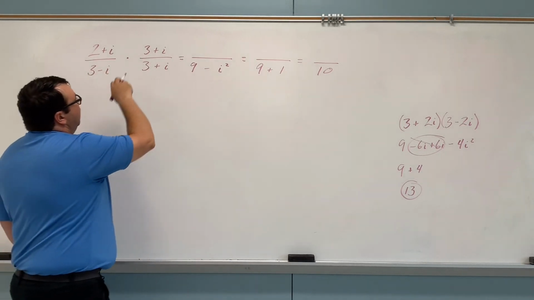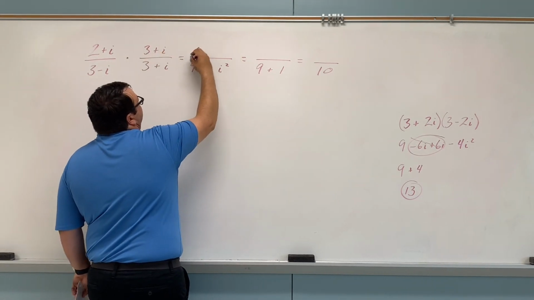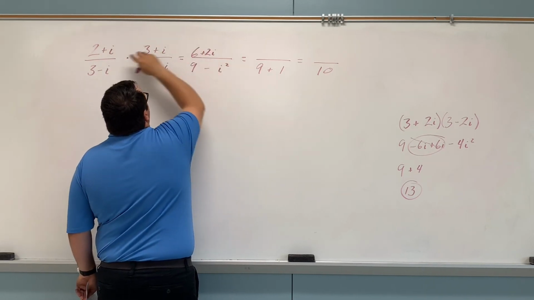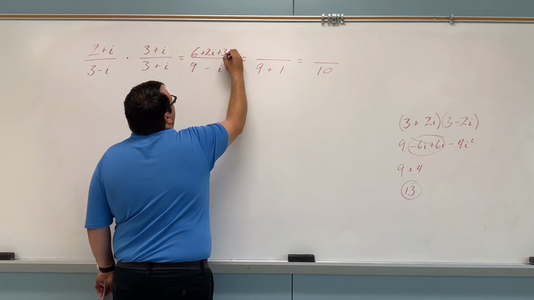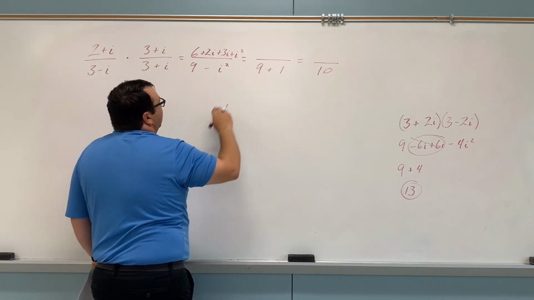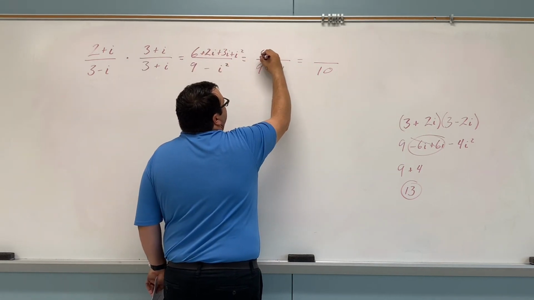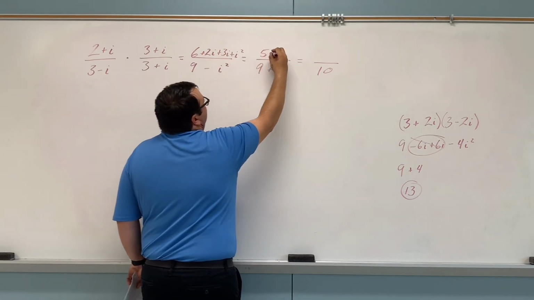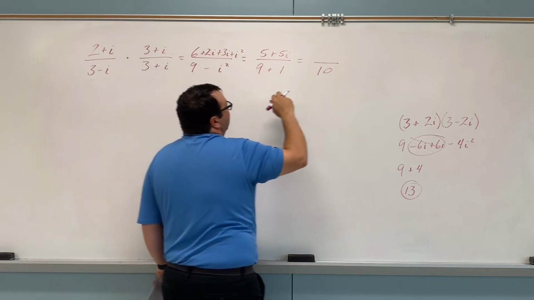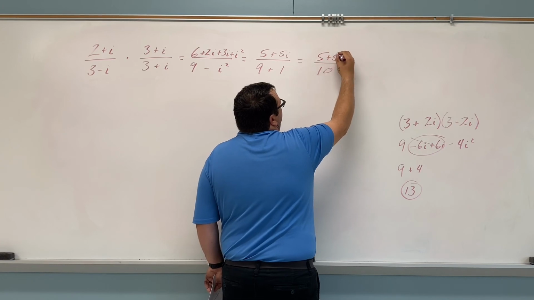Let's go back to it. So this is a binomial pair. I'm going to have to multiply, so that's FOIL. That's going to be 6 plus 2i plus 3i plus i squared. Remember, this is a negative 1, so that's like 6 minus 1 is 5. This is plus 5i, once I combine those middle terms. And so I have 5 plus 5i over 10.